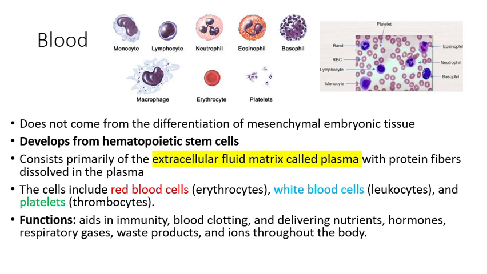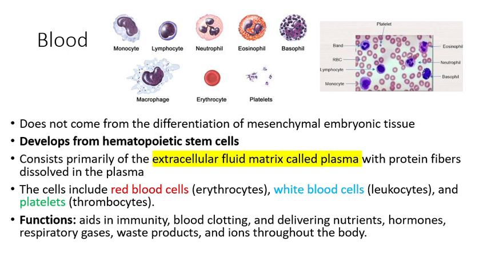And then last but not least, we have the only fluid connective tissue, which is blood. It is made up mostly of extracellular matrix, but it's a fluid matrix called the plasma. There are protein fibers dissolved in the plasma, but they're not solid. The cells of blood are red blood cells, called erythrocytes, white blood cells, also known as leukocytes, and platelets called thrombocytes.